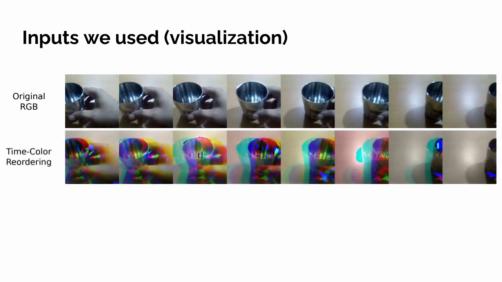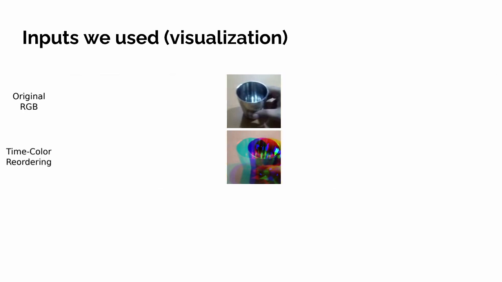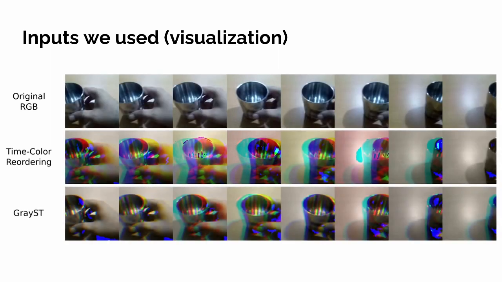This is an example video from the Something-Something dataset labeled as pushing something from left to right. This is a time color reordered video representation. Imagine you were a 2D model that can only see 1 frame at a time. Is it easier for you to tell which direction the object moves in the TC reordered representation? This is a GrayST representation, and it has more fine information than TC reordering because we sampled more frames.